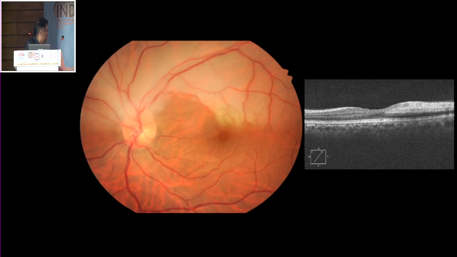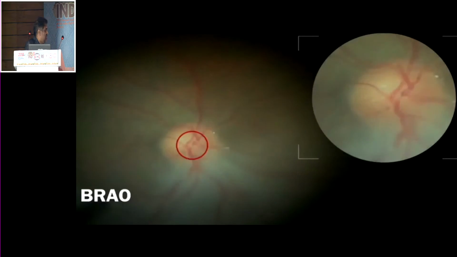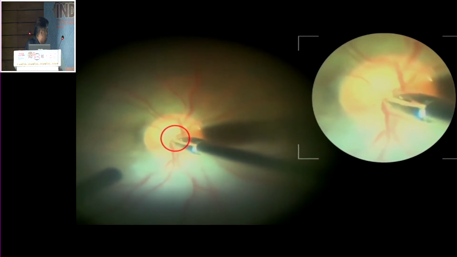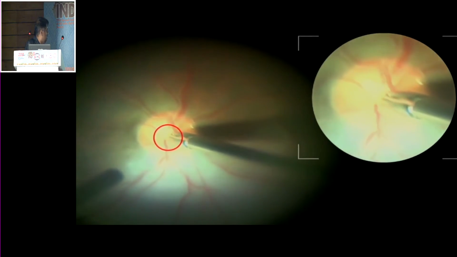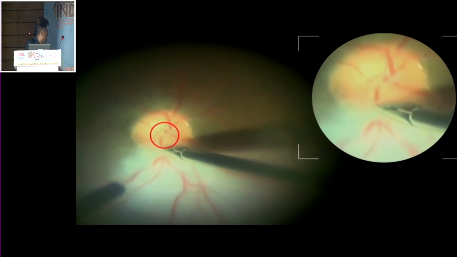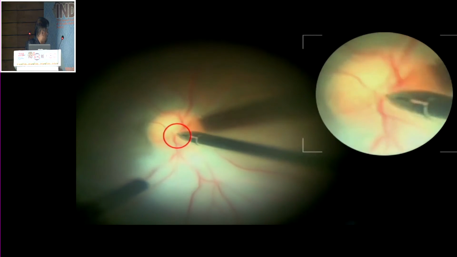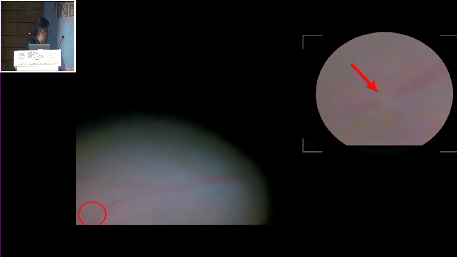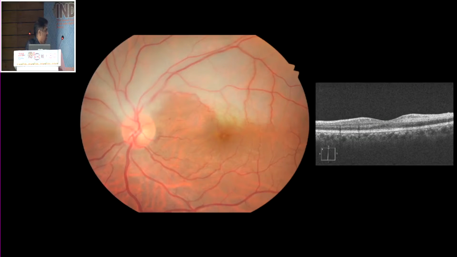This procedure also helps in branch retinal artery occlusion. Here we can see the thrombus being dislodged in an eye with progressive visual loss following a branch retinal artery occlusion. He went on to recover 20/20 vision by the 5th post-operative day.